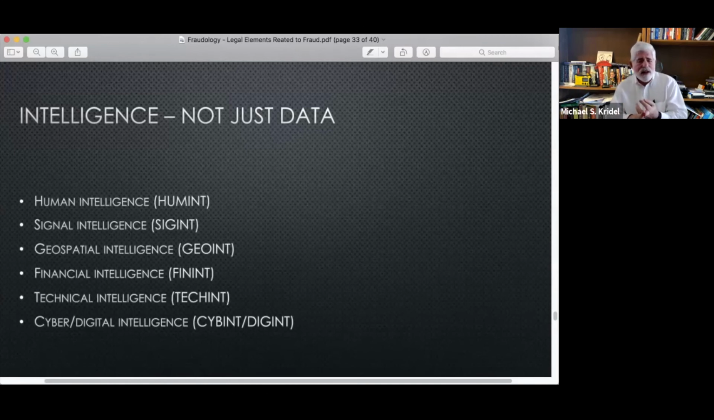Geospatial, satellite intelligence. Financial intelligence, bank accounts, financial statements. Technical intelligence, that is basically high-tech analysis. And digital intelligence, cyber intelligence, is exactly what it sounds like. It picks up all forms of communication that is done on anything but paper. Next slide.